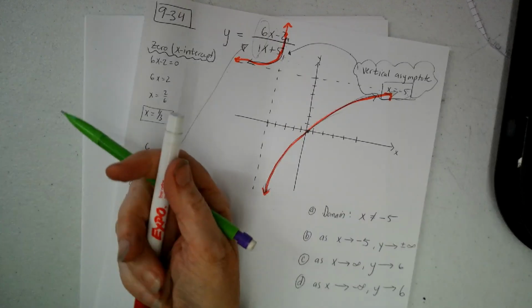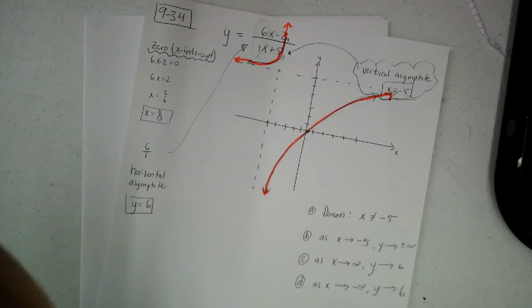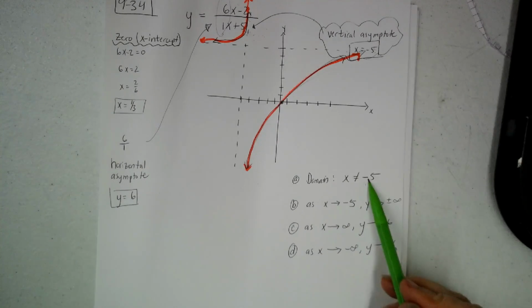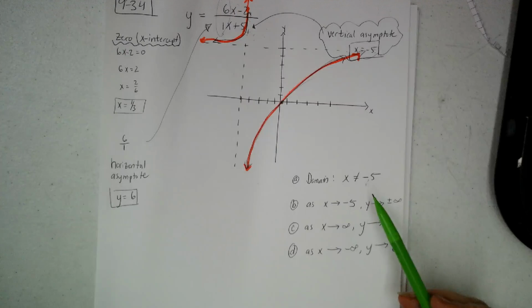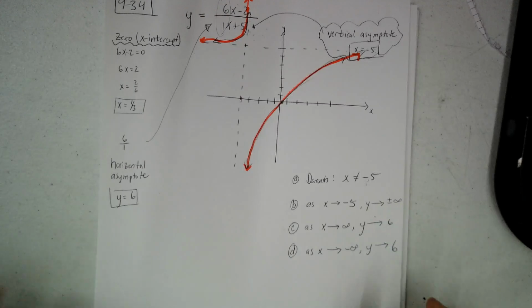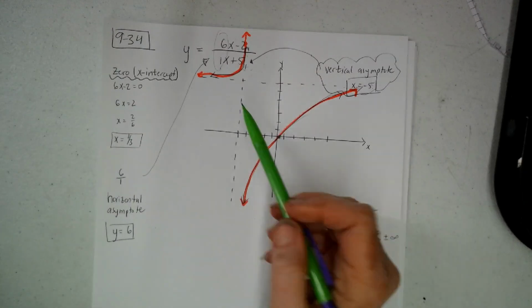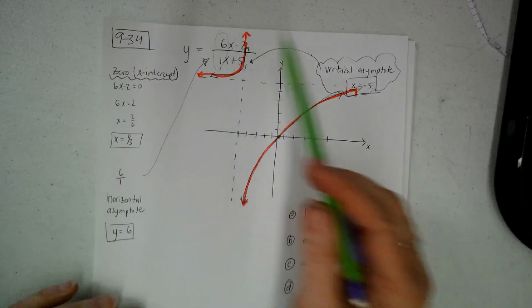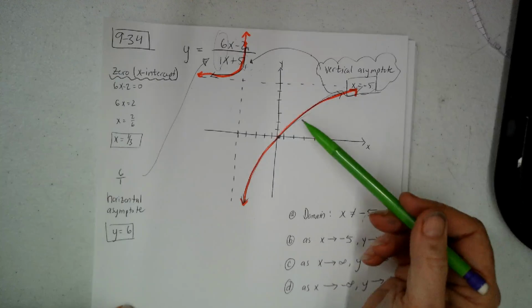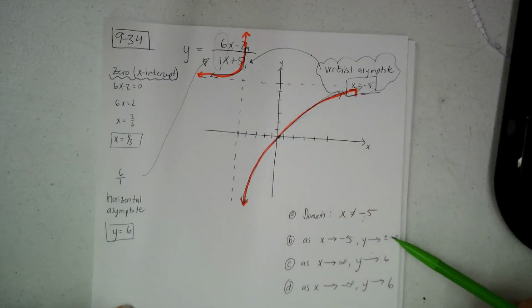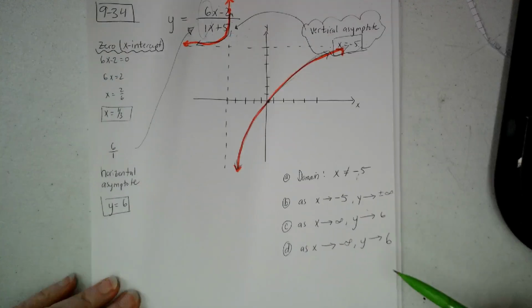Where are the questions? Letter A says, what's the domain? So I want to say it's everything but negative 5. So x is all numbers except for negative 5. And then letter B says, what happens as x approaches negative 5? As it approaches negative 5 from the left, y goes to infinity. But as you approach negative 5 from the right, we go to negative infinity. So I just wrote plus or minus infinity.